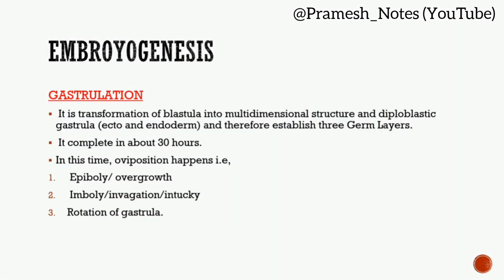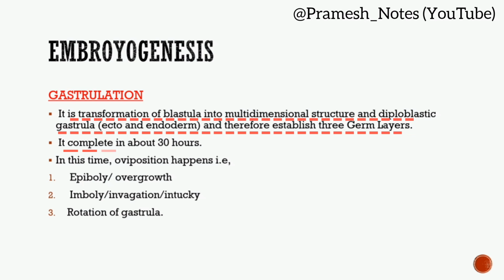Just now you saw how the blastula converted into the gastrula stage. Now we will learn exactly about this in detail. Let's first understand what gastrulation is. So my dear friends, gastrulation is simply the transformation of the blastula into a multi-dimensional structure, the diploblastic gastrula, and it therefore establishes 3 germ layers. This can be clearly understood from that animation.